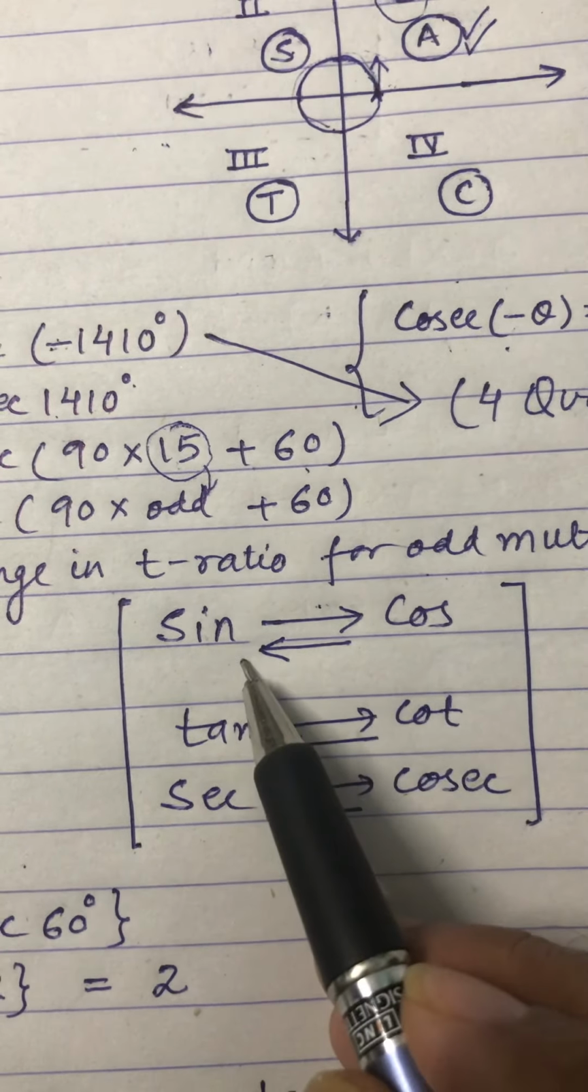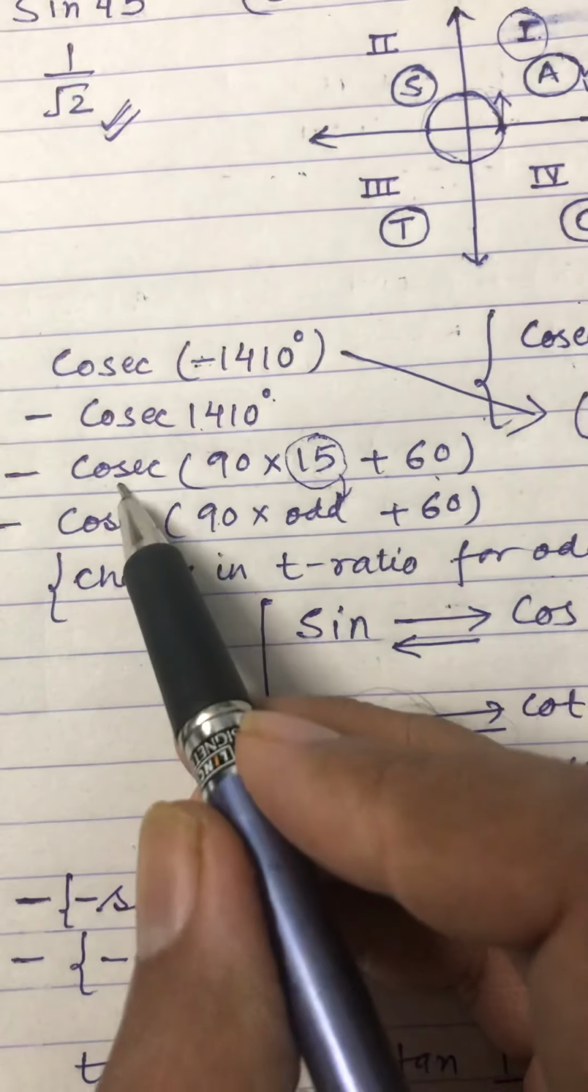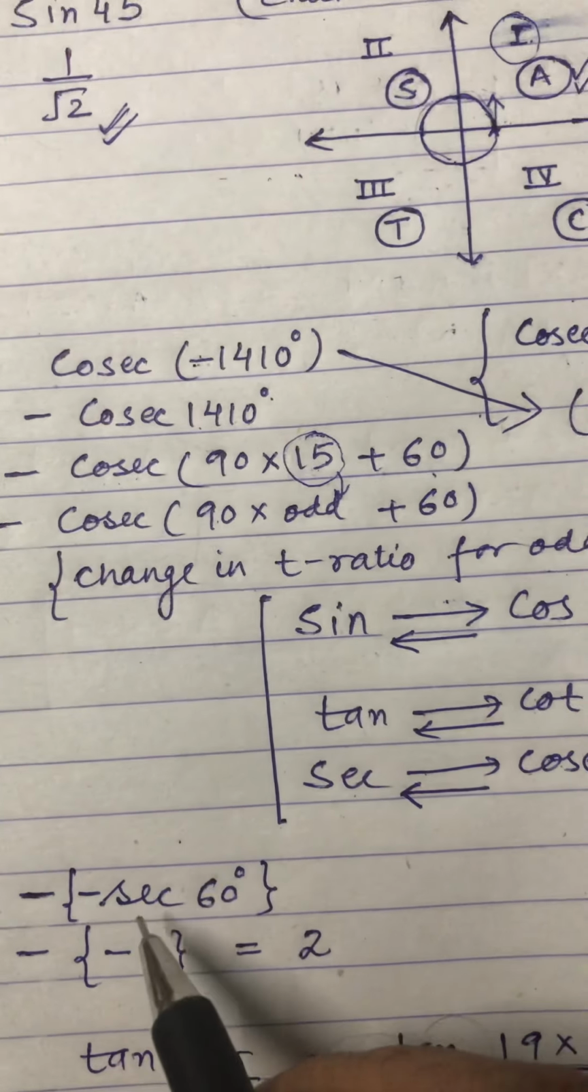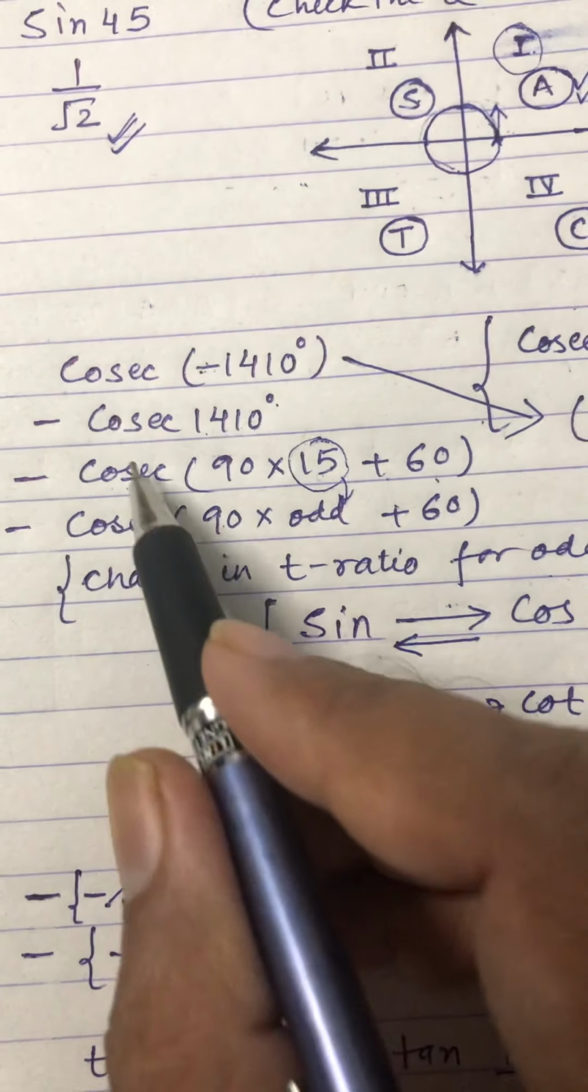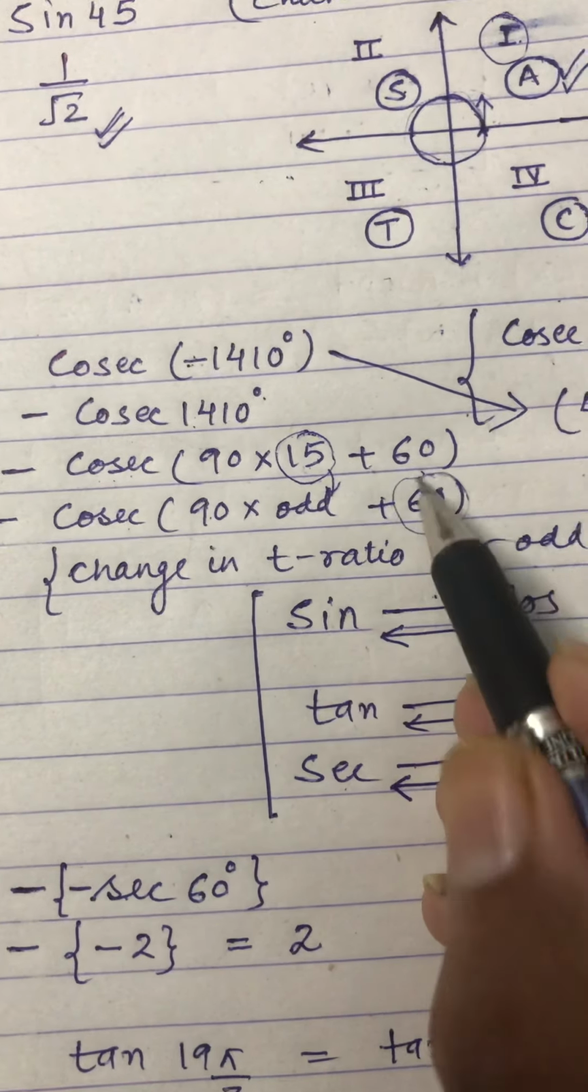So what is this cosec? Cosec is 90 into 15 plus 60. Now this cosec will convert into what? Sec. So what is the answer of cosec 1410? It will be sec 60 degree. The remainder is how much? 60.